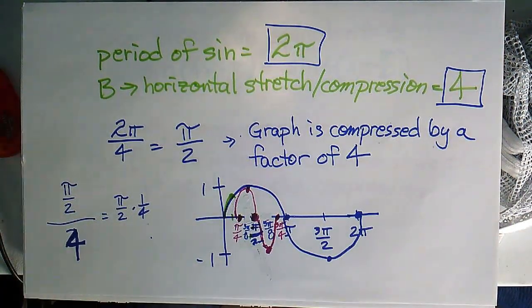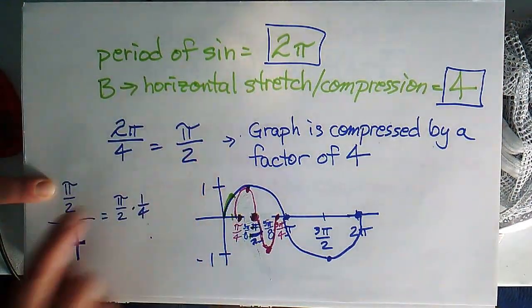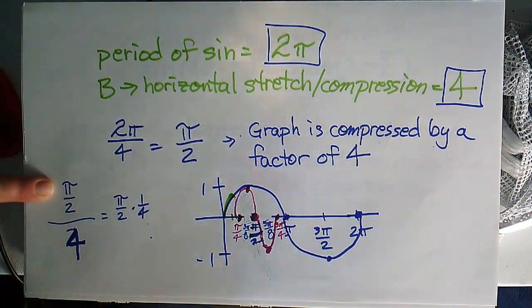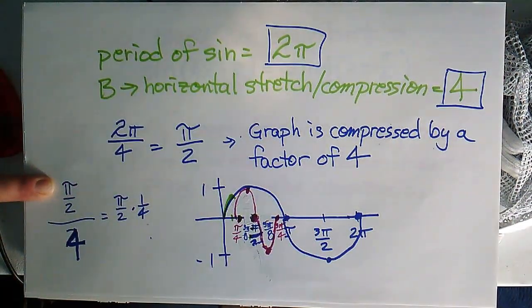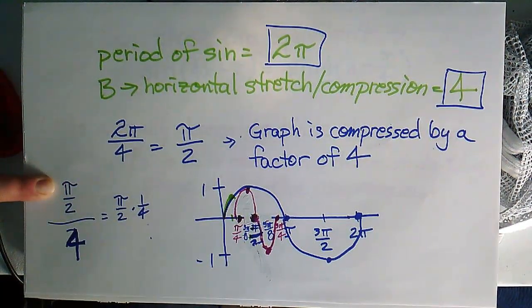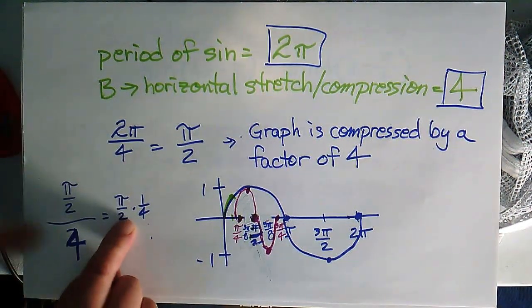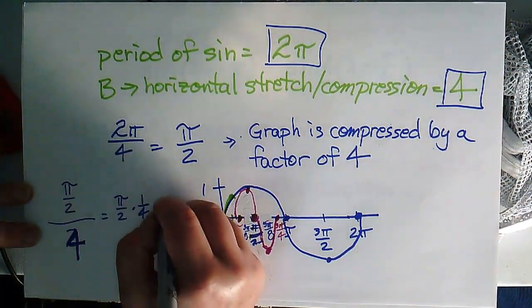And this is what it looks like. So remember, you need to take this number and divide it by 4 so you can split up your period into 4 even places so you know where to plot your major points. And you can see that this equals, sorry about that, pi eighths.